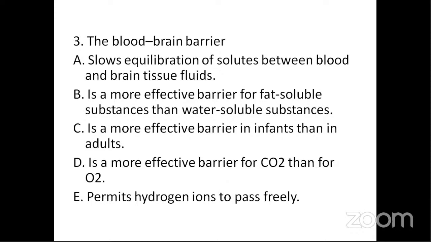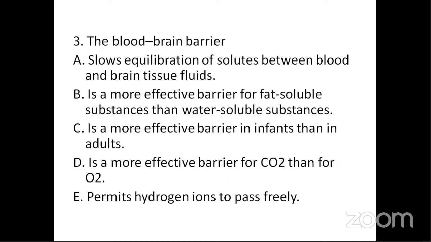And the blood-brain barrier is a more effective barrier in infants than in adults. False. The reverse is true. Bilirubin, which cannot pass in adults, does so in infants. So it is more effective in adults than in infants. The blood-brain barrier is a more effective barrier for CO2 than for O2. It is false again. Both CO2 and O2 cross the blood-brain barrier easily. So it is false again.